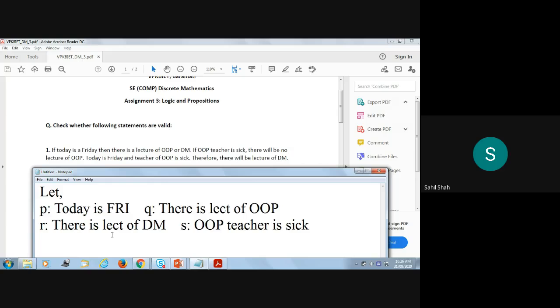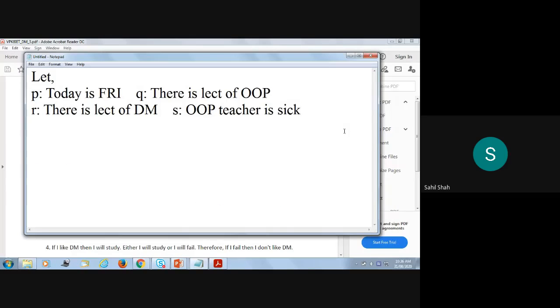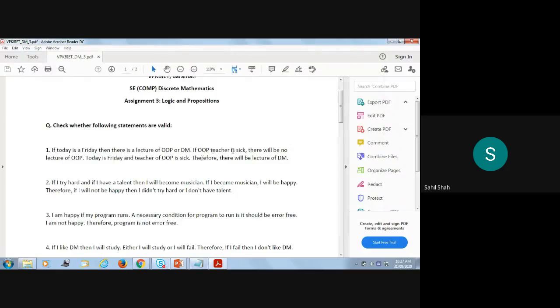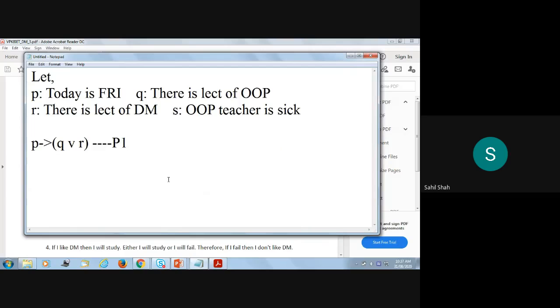We now have four different propositions. The first one is given: if today is Friday, then there is a lecture of OOP or there is a lecture of DM. This is known as premise 1. Next, it is given that if OOP teacher is sick, there will be no lecture of OOP. The second premise. It is not compulsory that you have only two premises. You may have n different premises on n propositional variables.